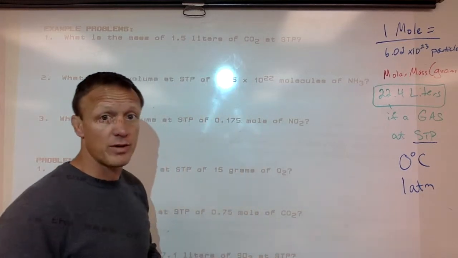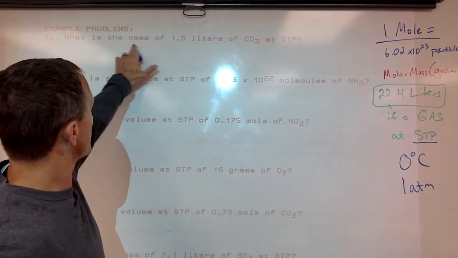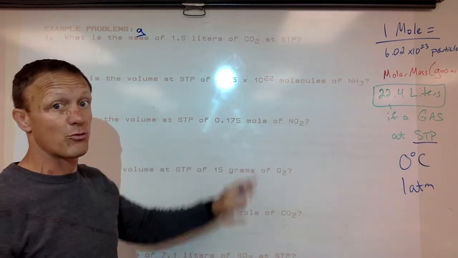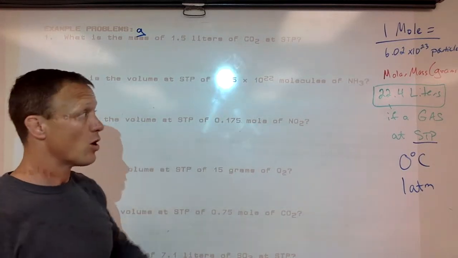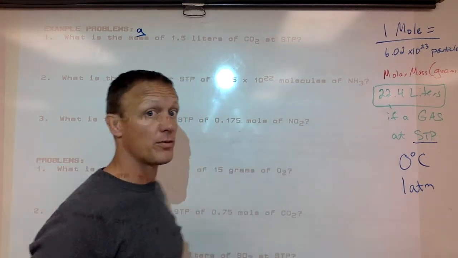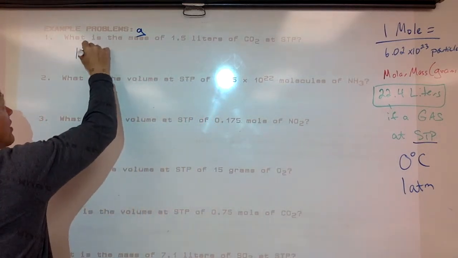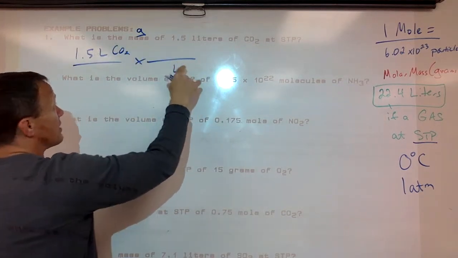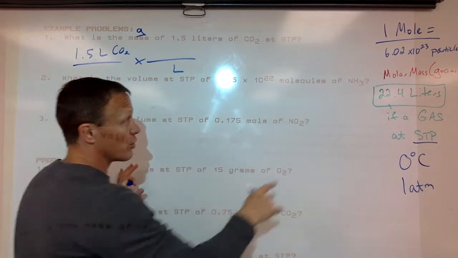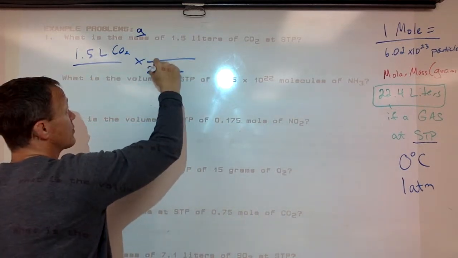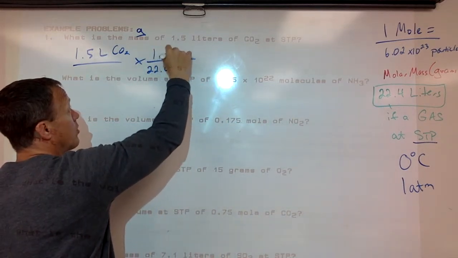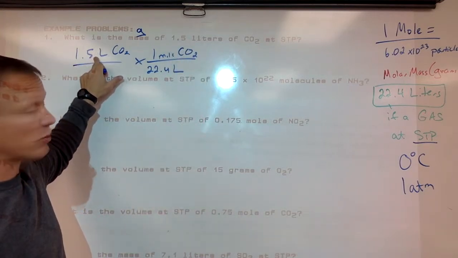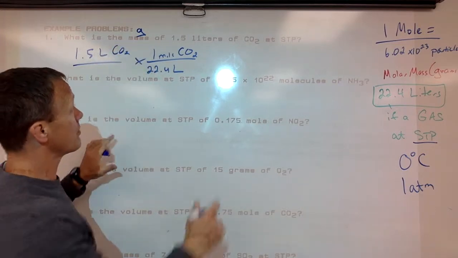Pretty simple stuff. Just use dimensional analysis. What is the mass, we're looking for grams, of 1.5 liters of carbon dioxide. Again, we're at STP. If we're not at STP, we can't use this number because it's not true anymore. So we start with our 1.5 liters of carbon dioxide. We know liters needs to go down here, so our labels will cancel. So we're using this conversion: 22.4 liters is equal to a mole of carbon dioxide. So this is way less than a mole. It's not even close to 22.4 liters. We want to get to grams, so we've got to do another step.